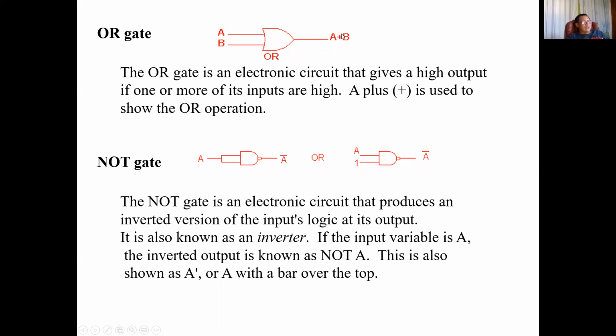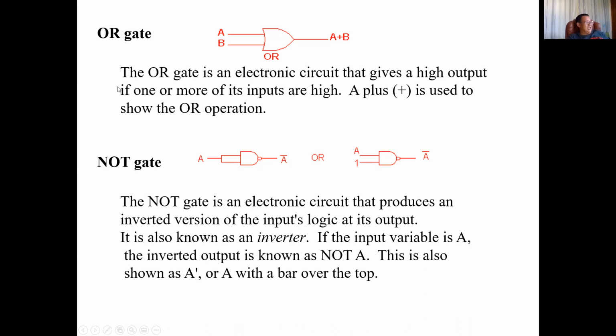OR actually represents plus. The logic states that 1 plus 0 is equal to 1. When an input contains a 1, the output automatically becomes a 1. 1 or 0 is 1. 0 or 1 is also 1. So 0 plus 1 equals 1, and 1 plus 0 equals 1. But what will happen if you have 0 plus 0? That's 0. And what will happen if you have 1 plus 1? That's also 1. Do you follow? 1 plus 1 is 1.